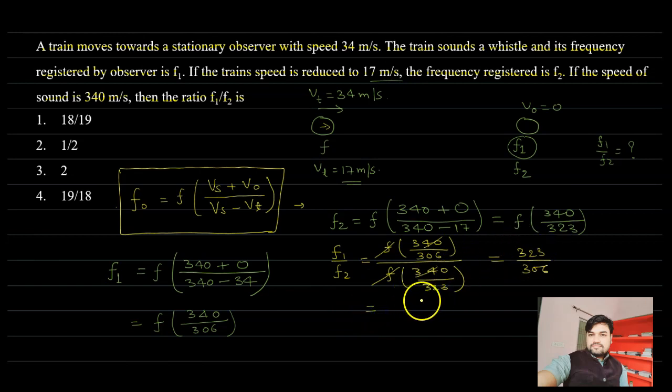Now we can factorize this term, so 323 can be written as 17 into 19 and 306 can be factorized as 18 into 17. So 17 will be cancelled, so the ratio will become 19 upon 18. So which option is correct? Option 4 is the correct answer to this question. Thank you.